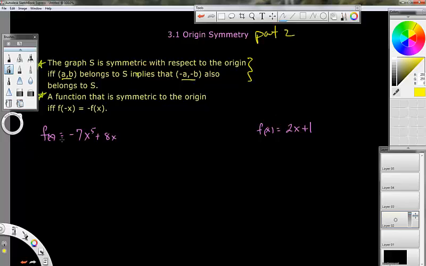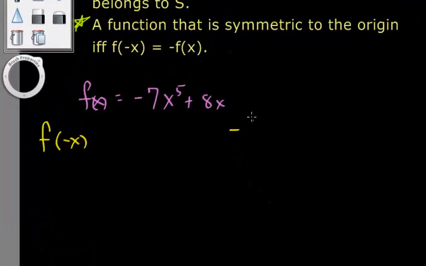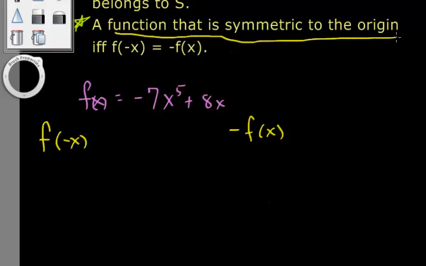I'm going to go right ahead. I'm going to use this bottom definition again, and I'm going to do f of negative x. And then I like to make 2 columns out of this, because I'm going to come over here and do negative f of x, because this definition says a function is symmetric to the origin if and only if these 2 things are equal to each other. All right, so let me show you this.